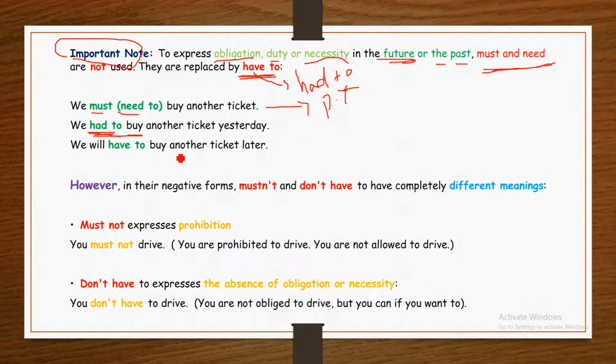We will have to buy another ticket later. Here we have will, it is future. Have to is used for the future.